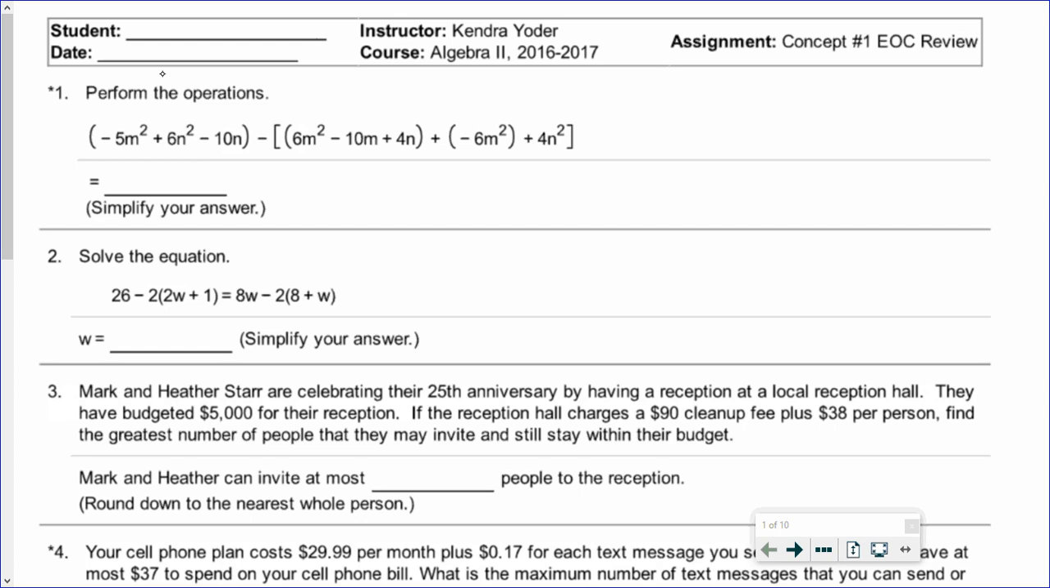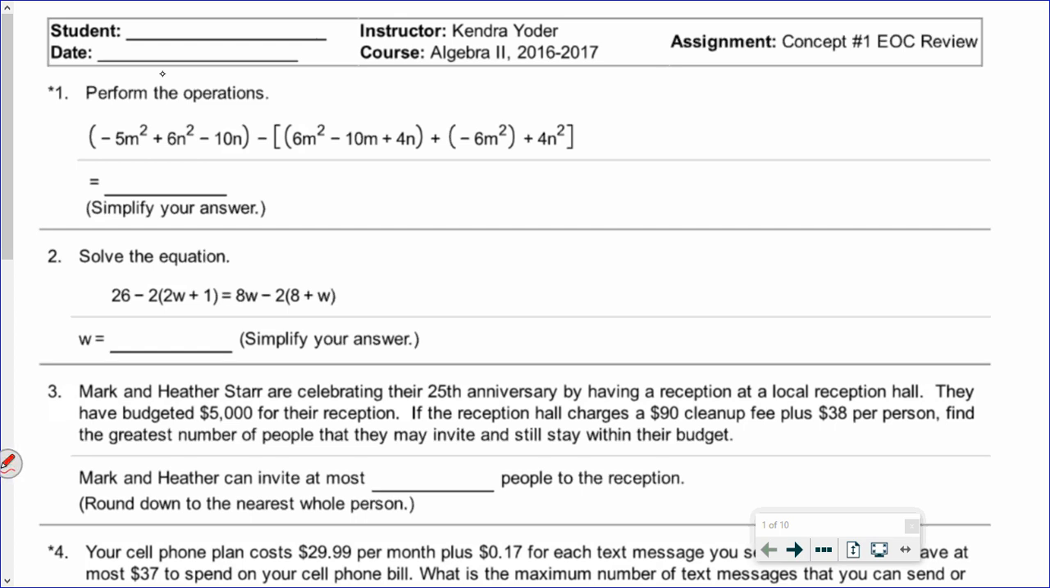Number 1. I cannot tell you enough how important it is that you combine like terms first before you distribute. You guys are terrible at multiplying. Do you think you're better at multiplying or adding? You're better at adding than multiplying, and because of that, you're really messing up this problem.